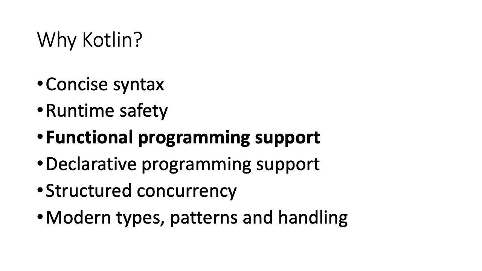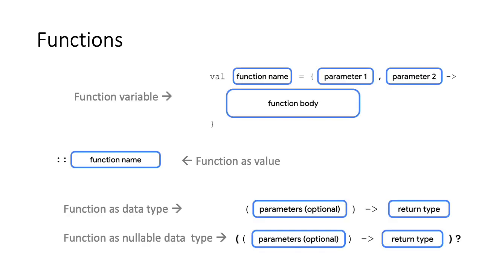Now that we have covered concise syntax and runtime safety, let's look at functional programming support. As we have seen earlier, functions are first-class citizens in Kotlin. They can be assigned to a variable, can be assigned as a value, and be used as a data type.